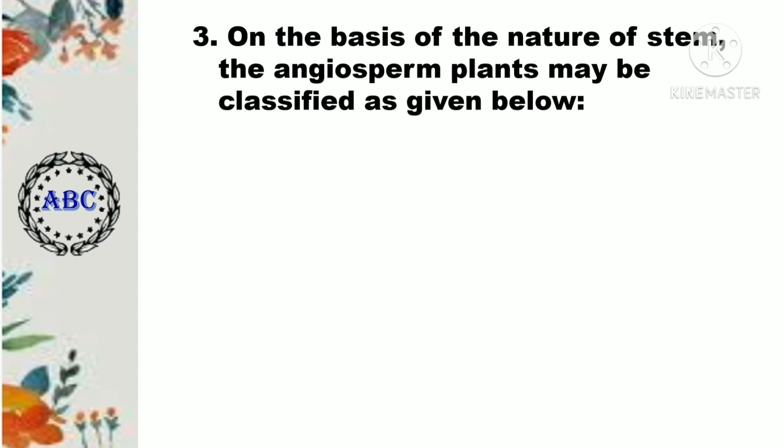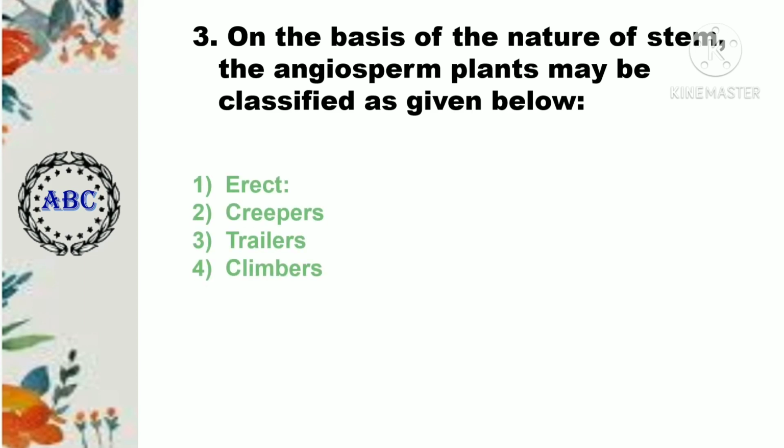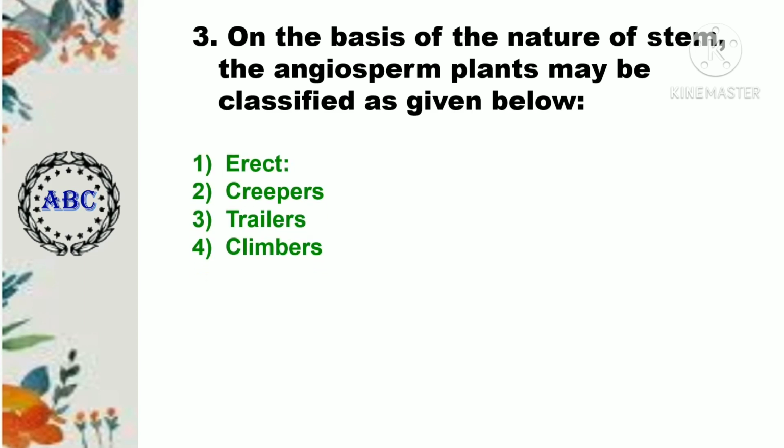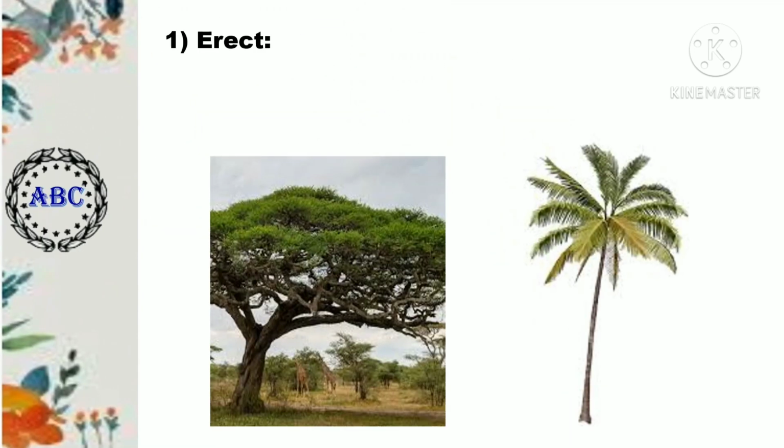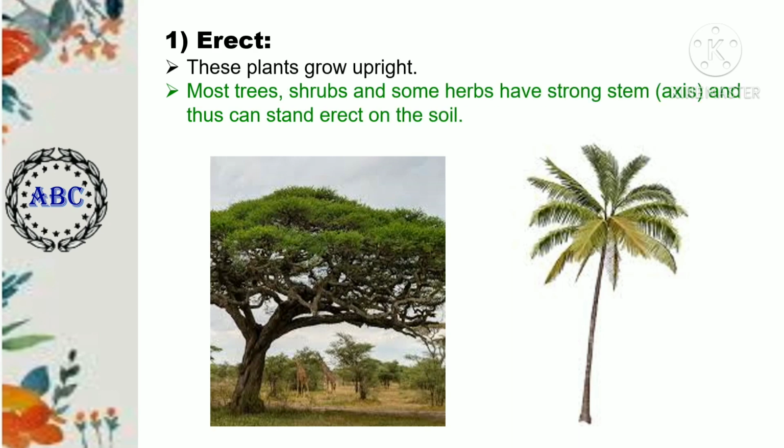On the basis of the nature of stem, the angiosperm plants may be classified into four classes: erect, creepers, trillers, and climbers. Erect plants grow upright, meaning these are erect in standing position on the soil surface. Most trees, shrubs and some herbs have strong stem or axis and thus can stand erect on the soil surface.